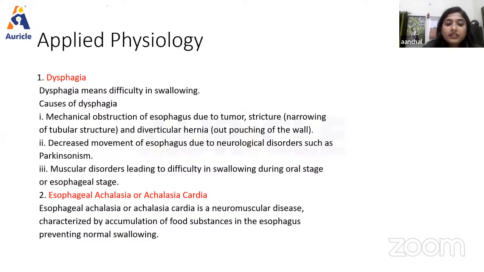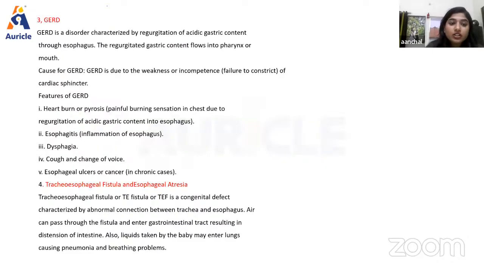So esophageal achalasia is a neuromuscular disease which is characterized by the accumulation of food substances inside the esophagus and which also prevents normal swallowing. So with this applied physiology, we have completed two disorders. Then we have the GERD.